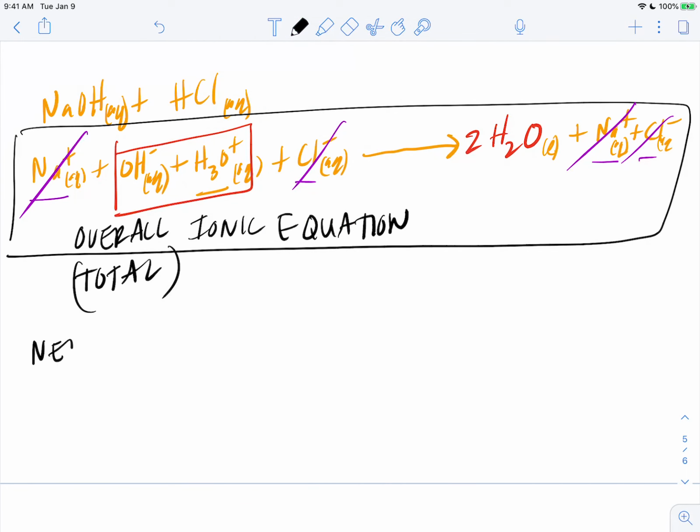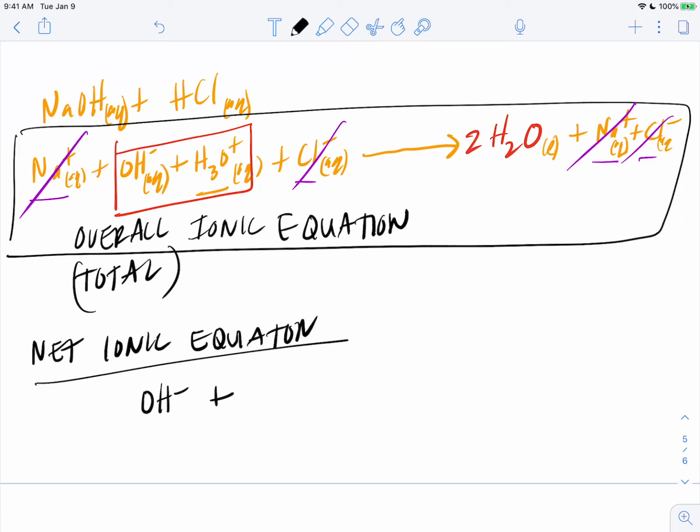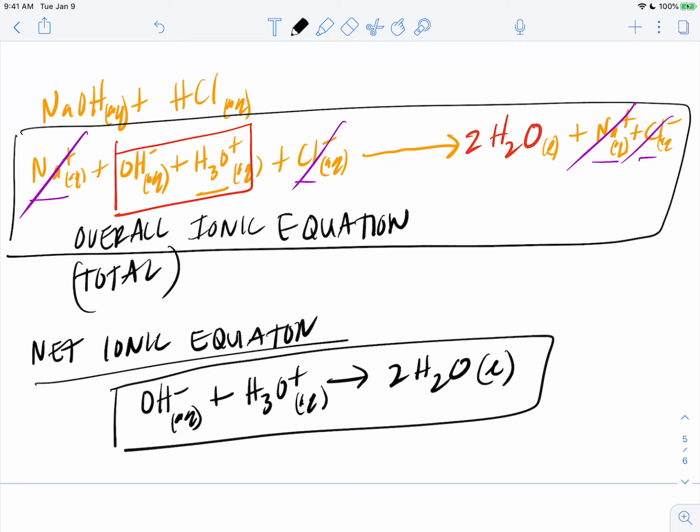So our net ionic equation is OH minus plus H3O plus goes to form 2H2O liquid. And this is the net ionic equation. This is actually showing you what's happening.